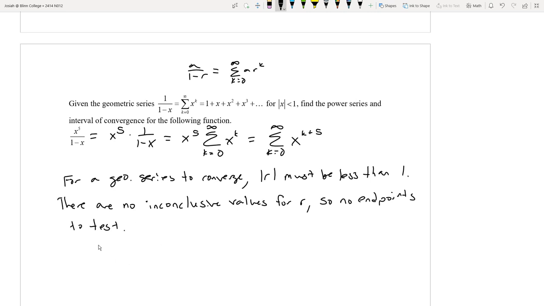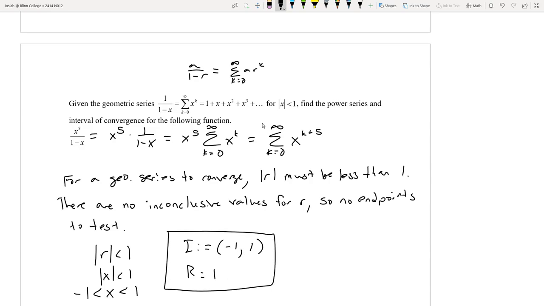Here we have absolute value of r being less than 1. r is equal to x, so we have absolute value of x less than 1, so negative 1 less than x less than 1. Our interval of convergence was relatively easy to find here: negative 1 to 1. And our radius of convergence, well, our center is 0, so going from 0 to 1 is just 1. So here's our power series and our interval of convergence. I guess we weren't asked for the radius, but we found it anyway for free.